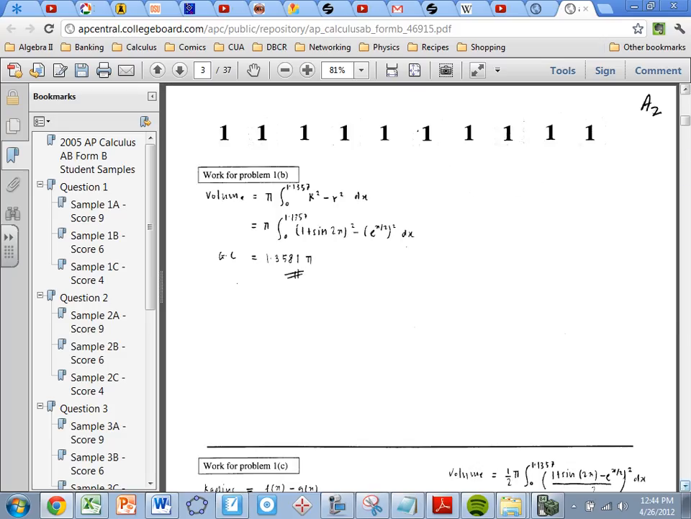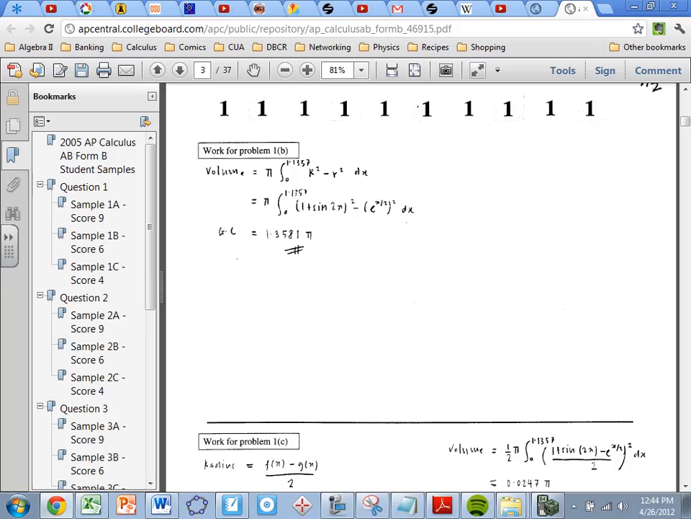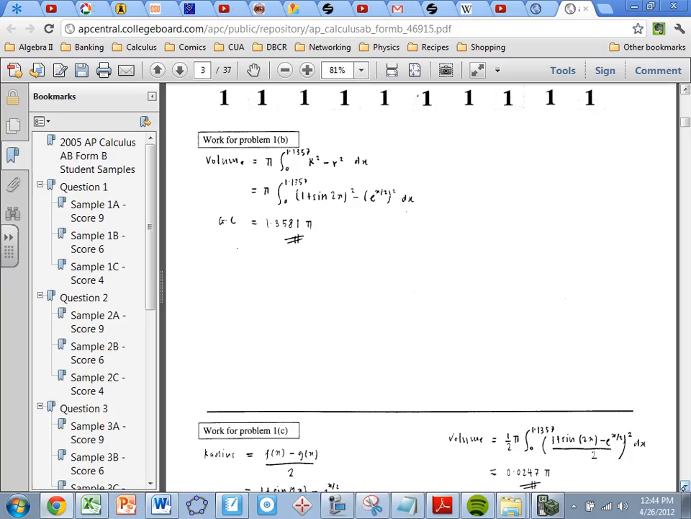For part B, volume is pi, radius outer minus radius inner. They use capital R and lowercase r. It's the same thing as R outer and R inner. Then they wrote the functions in and got the answer. And part C is down here.